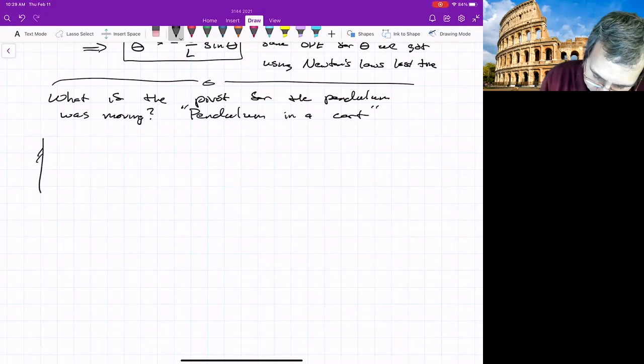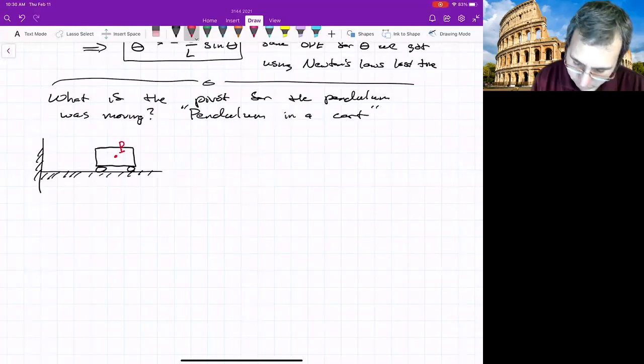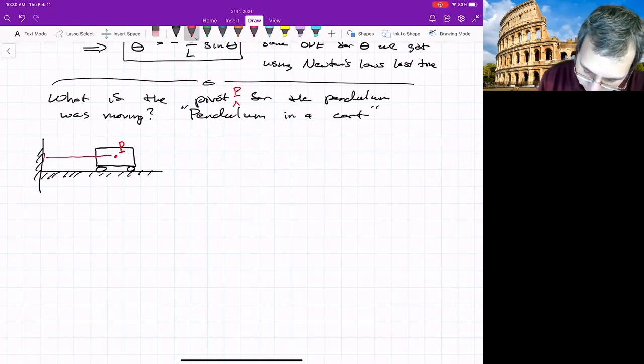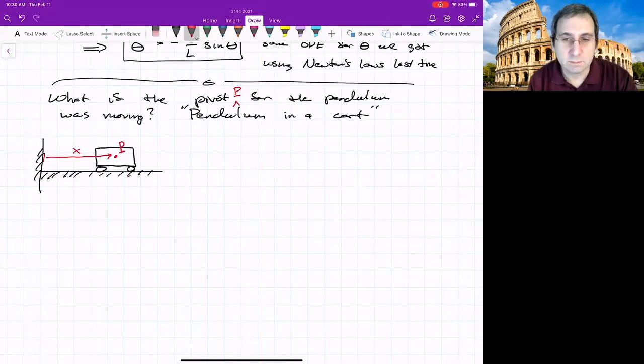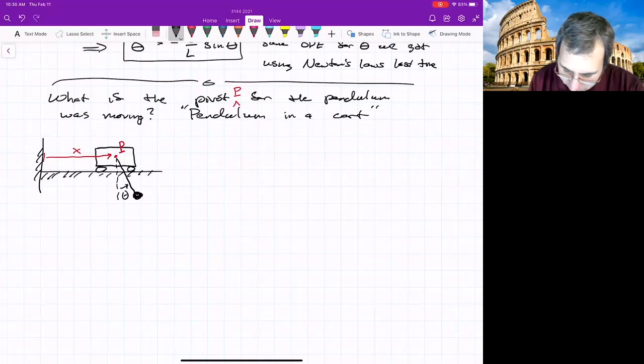So let me sketch that out. If we have that's our sidewall, and then here's the track that their cart is on. So by a cart, I mean something that's moving back and forth. And in this case, it's moving arbitrarily. Maybe we'll call this point, instead of O, we'll call it P. So if the pivot P was moving, and we'll track how it's moving, we'll measure that from the wall as x. And then this is a pivot point for the pendulum. So here's our pendulum. So we could still track theta, but now we also have x to deal with.